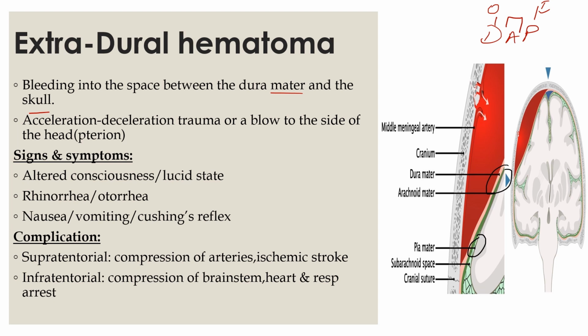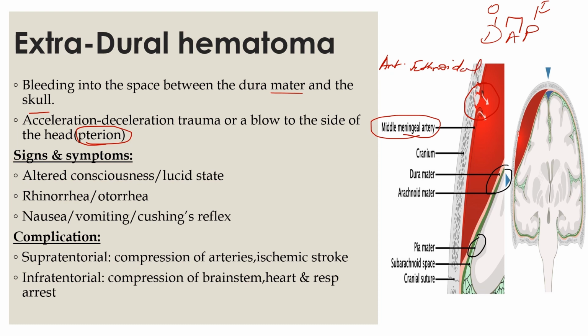This results due to acceleration and deceleration trauma or blow to the side of the head, specifically pterion, which results in the rupture of the middle meningeal artery, as shown over here. It can also result in the rupture of anterior ethmoidal arteries if trauma is to the frontal region.